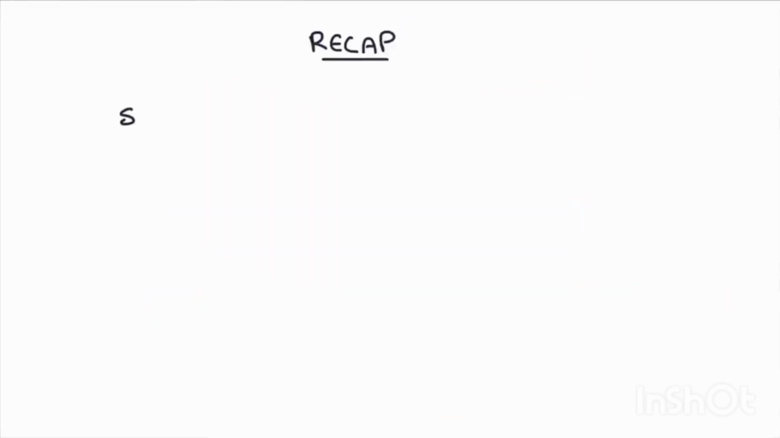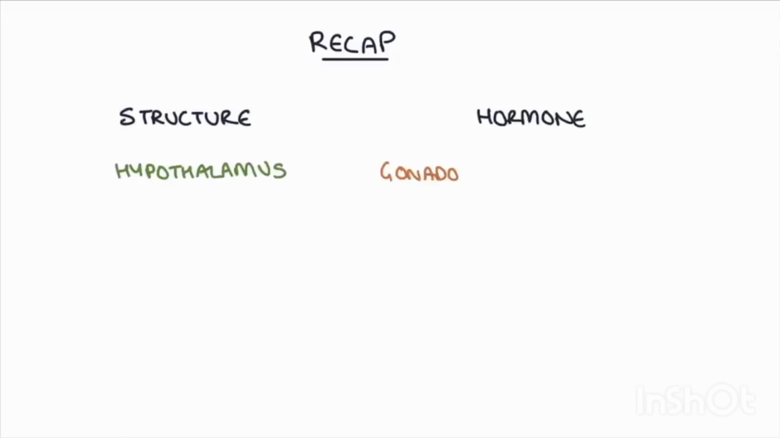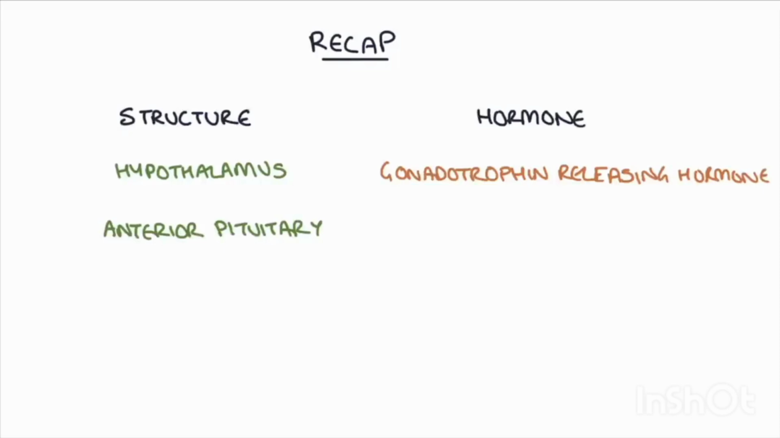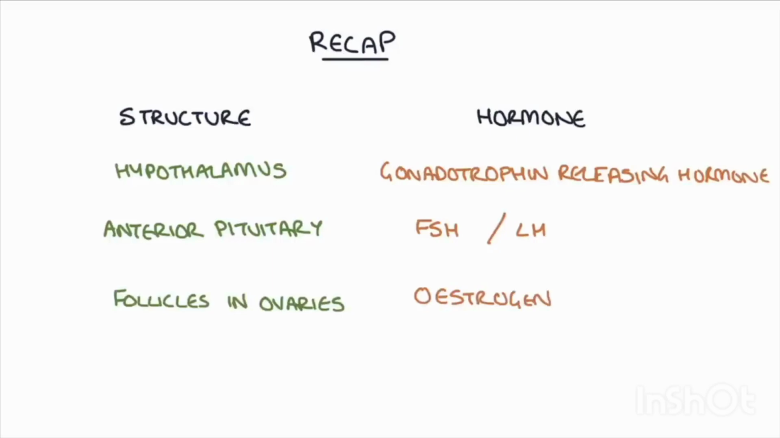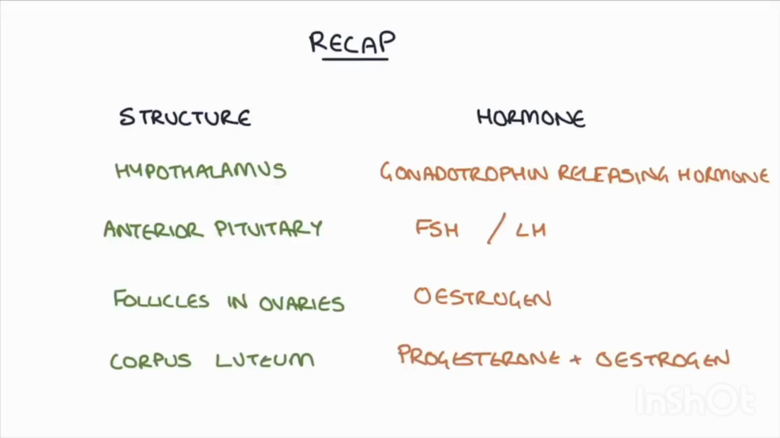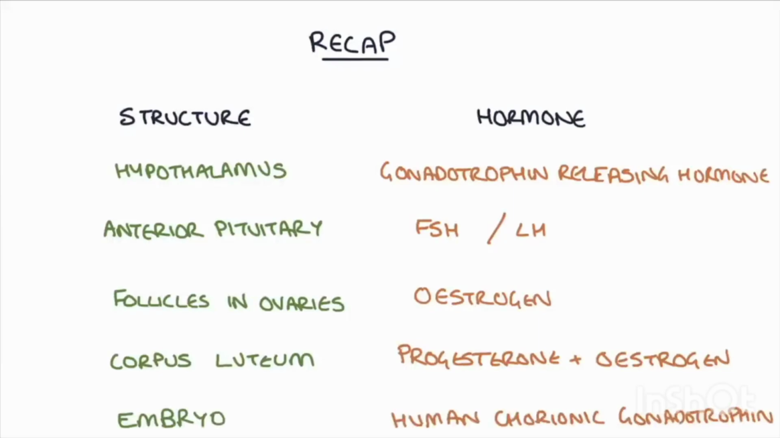To recap where the hormones come from, the hypothalamus releases gonadotrophin releasing hormone, the anterior pituitary releases FSH and LH, the developing follicles in the ovary release estrogen, and the corpus luteum releases progesterone and estrogen. And if the egg is fertilized, that embryo will release human chorionic gonadotrophin, or HCG.